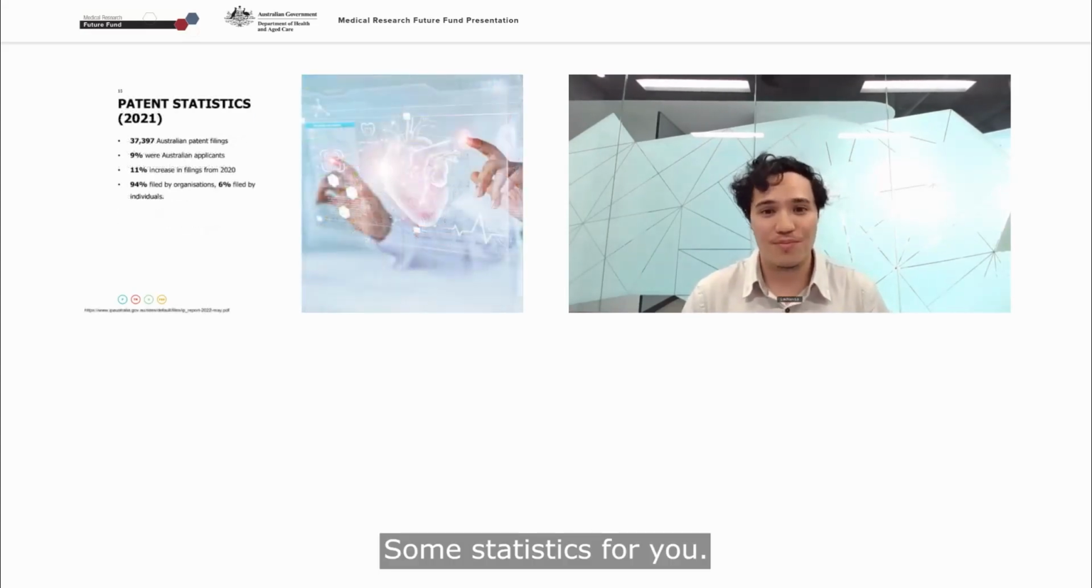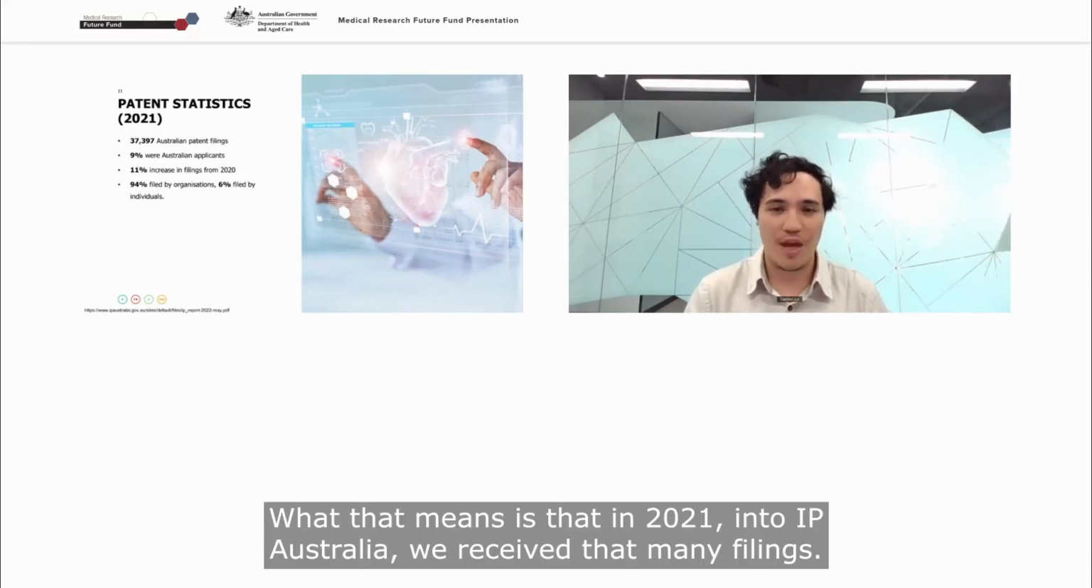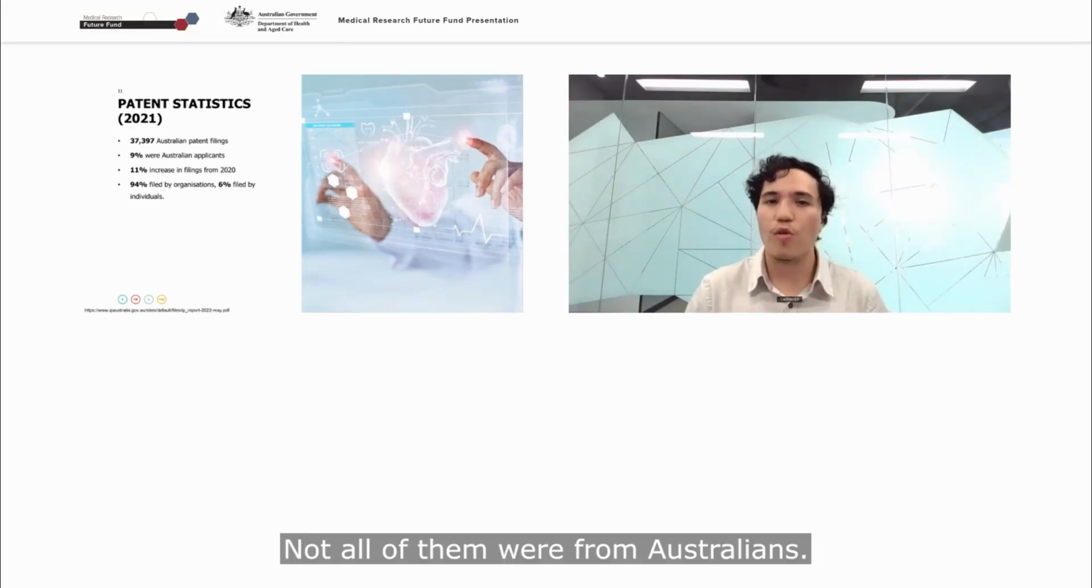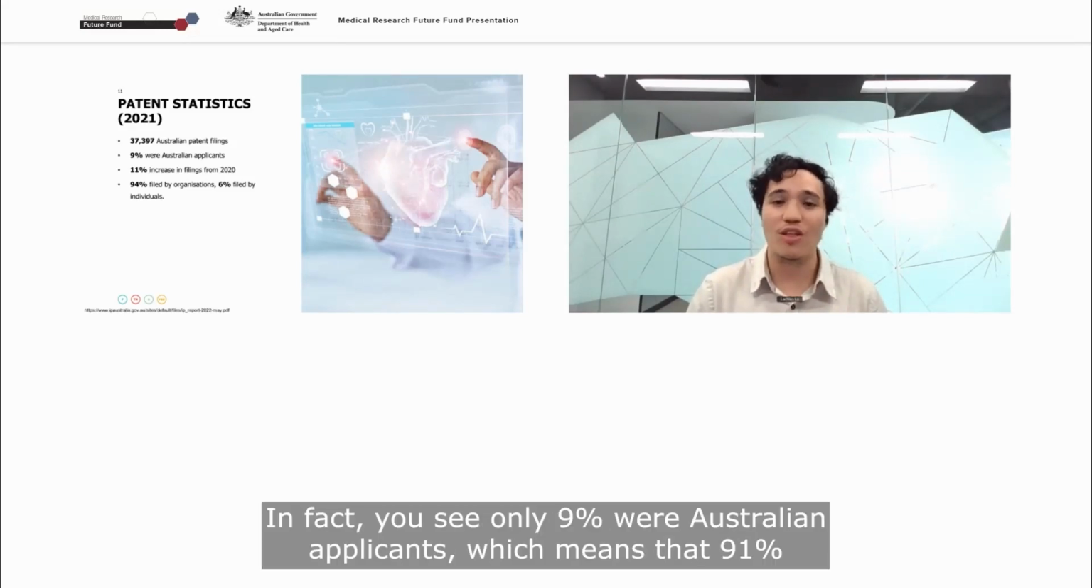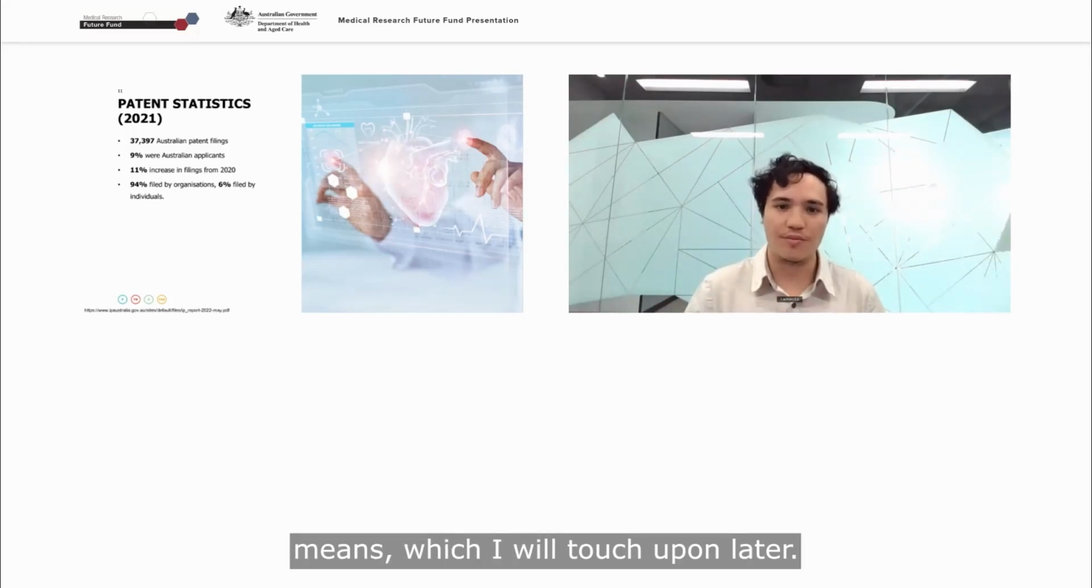Some statistics for you. In 2021, there were 37,397 Australian patent filings. What that means is that in 2021, into IP Australia, we received that many filings. Not all of them were from Australians. In fact, you see only 9% were Australian applicants, which means that 91% of our filings came from overseas, either directly or through other means, which I will touch upon later.